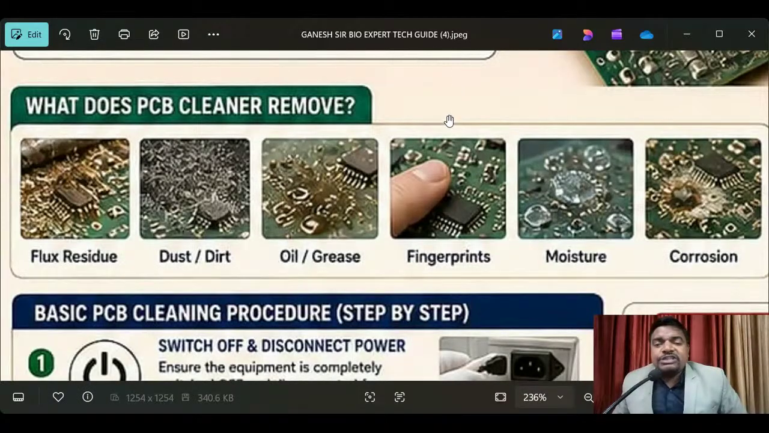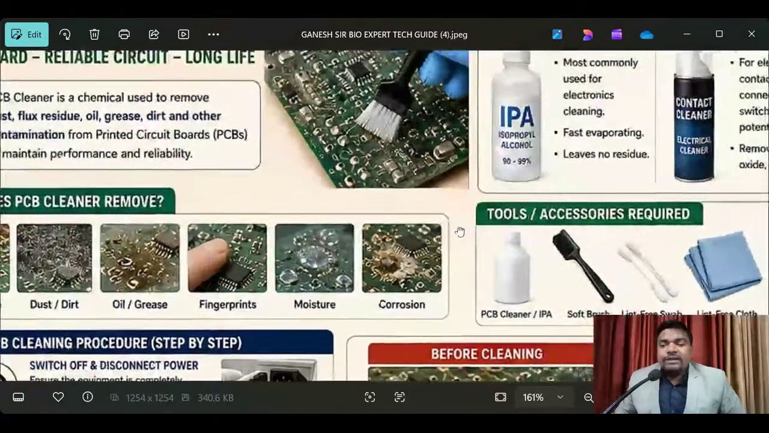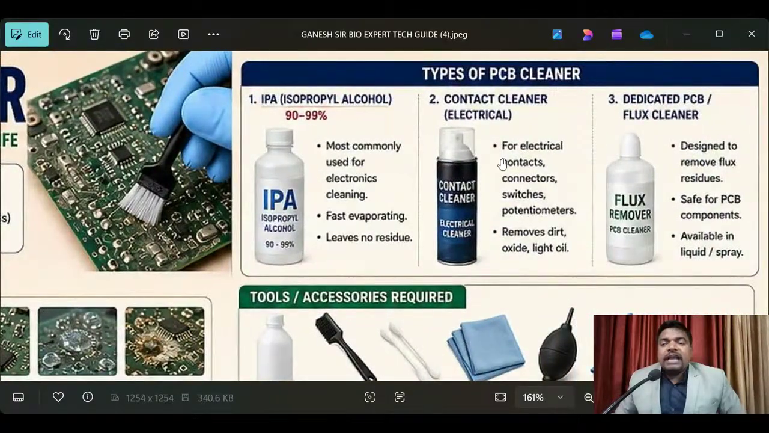Yes, what does PCB cleaner remove? I hope you got it. So in these situations, you have to be clear. Okay. Now let me go to the next topic, next point. Sorry. Next, types of PCB cleaner.